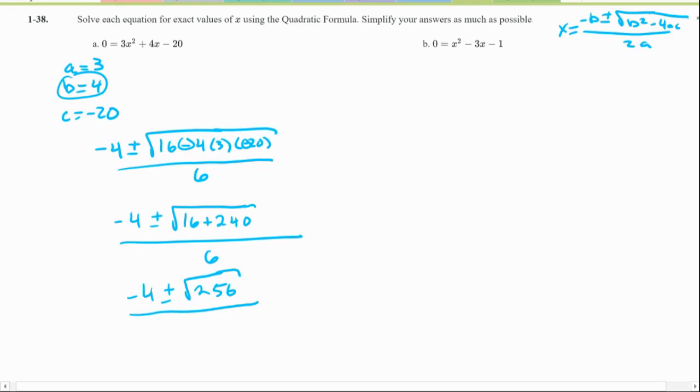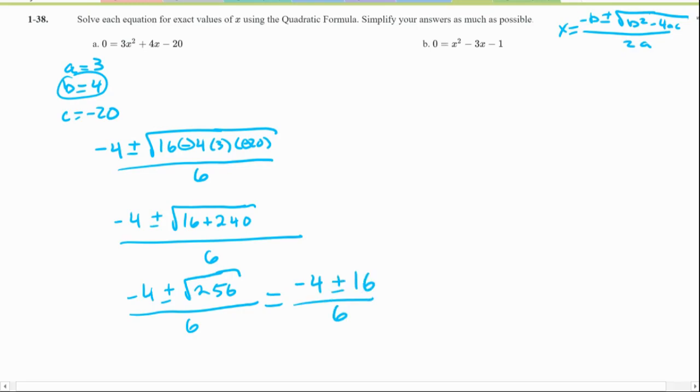At this point, you can either try to simplify this by hand or use a calculator. If the calculator works and gives you a whole number, great, use that. If the calculator gives you a decimal, then you need to simplify the square root manually. In this case, negative 4 plus or minus the square root of 256, which is actually just 16.